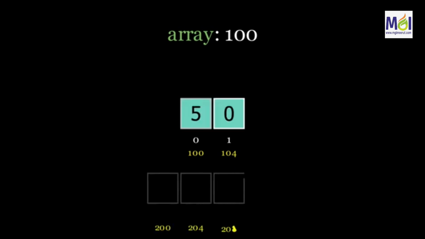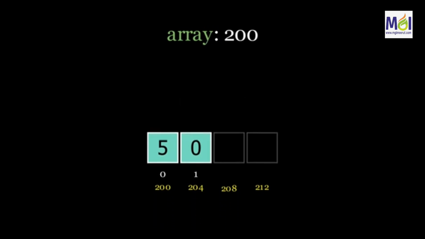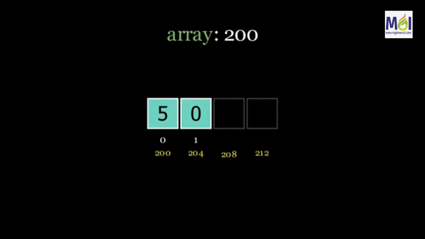To handle this, a new array is initialized, usually double the size of the previous one. All the elements from the old array are then copied to the new array. The old array is deleted and the new array becomes the current array. This resizing process may repeat as needed.